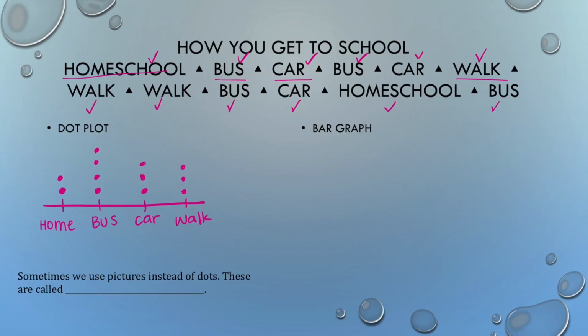I can easily see what the distribution is. Most people take the bus, but there's kind of an even distribution there. Sometimes we use pictures instead of dots like we did at the beginning. Those are just called pictographs. They mean exactly the same thing. It just means that you use pictures instead of dots.